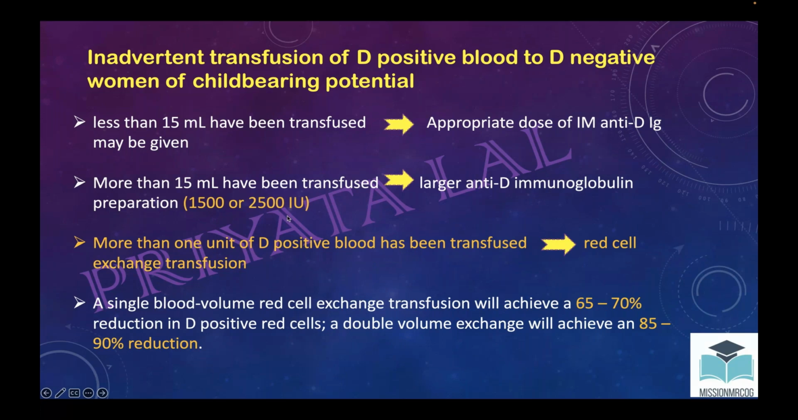Now there could be another scenario: a whole 1 unit of positive blood transfused to an RH negative patient. What will you do in that situation? The answer would be exchange transfusion. Red cell exchange transfusion has to be done. And if the exchange transfusion is done one time, it will be successful in a 65 to 70% reduction of D positive cells. But if it is done 2 times, or doubled, then it will remove 85 to 90% of RH positive cells.